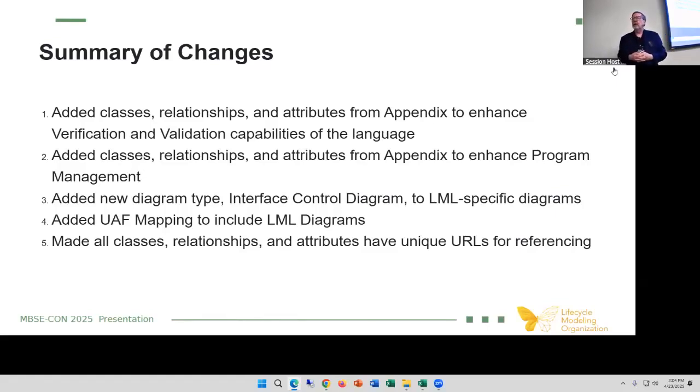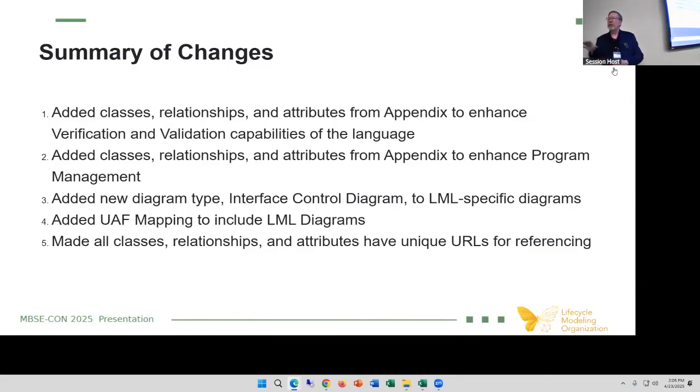We also did a quick mapping of the UAF, Unified Architecture Framework, if you're familiar with that, for the LML diagrams. If you're not familiar with the framework, it has a set of columns. I think they're called aspects, and those represent different diagram types usually. And so we've made it so you can apply different diagram types to it. So it's mapping. It does include the SysML diagram types as well, as we see they should be mapped.